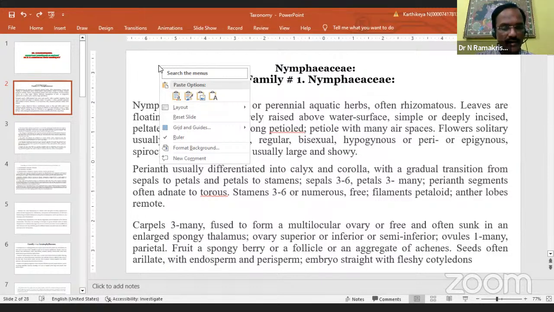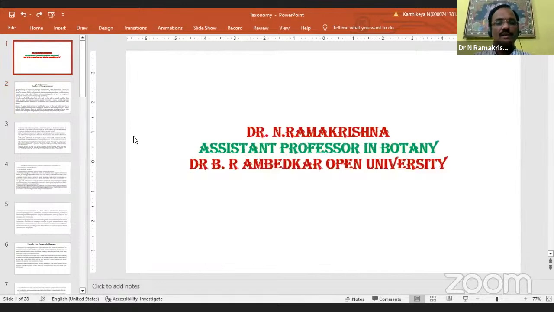Natural protected areas like biosphere reserves, national parks and wildlife sanctuaries, sacred groves and botanical gardens, the next one geological parks, and gene banks are the protection sections of the entire biodiversity.